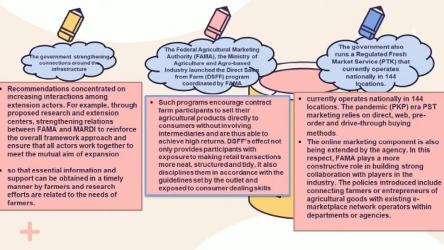Direct sales from the farm not only provides participants with exposure to making retail transactions more neat, structured and tidy, it also disciplines them in accordance with the guidelines set by the outlet and exposes them to consumer dealing skills. In addition, the government also runs a regulated fresh market service that currently operates nationally in 144 locations.